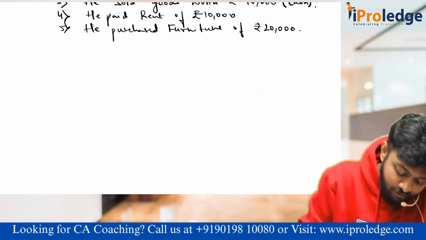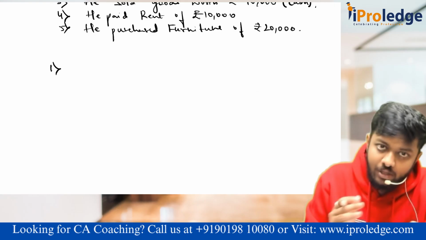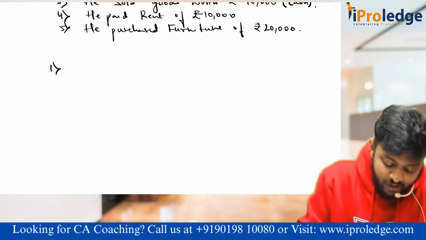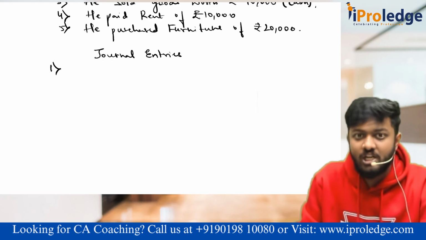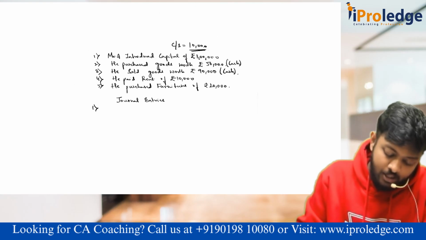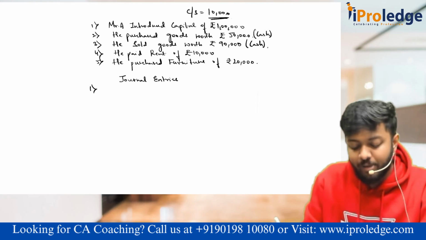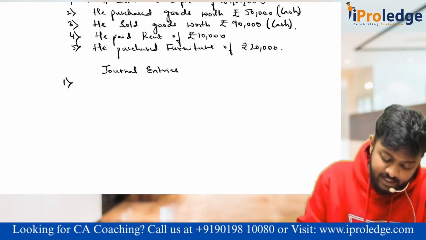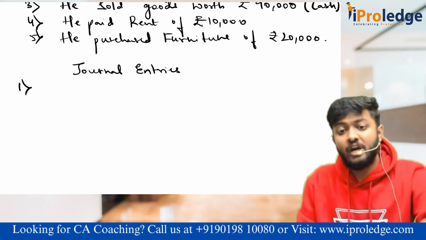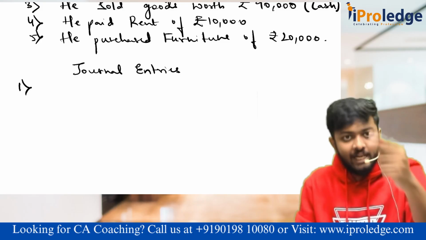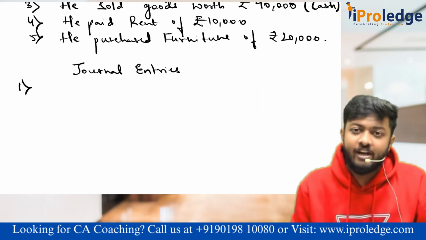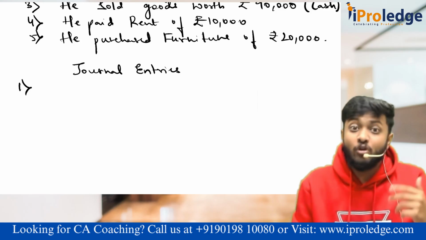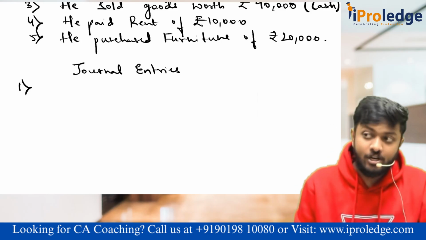Now we'll start. The first thing is we have to record all these transactions. How do we record them? Via journal entries. I hope you know how to draft journal entries. The first one: Mr. A introduced capital of rupees 1 lakh. What is the journal entry? Please try to comment and tell the entry. Again, you're revising the entries, which is a good thing. Try to comment it down. I'll see your comments.